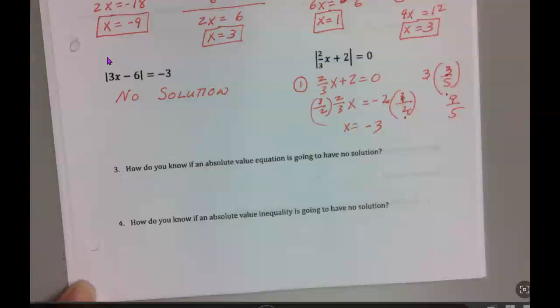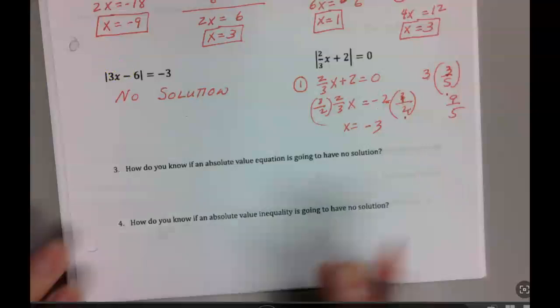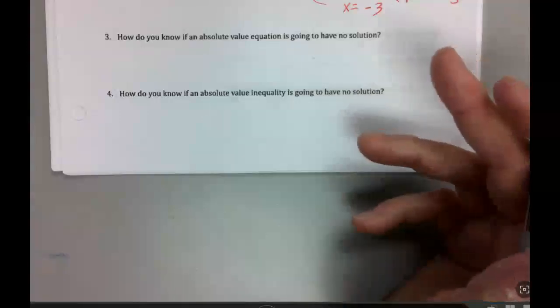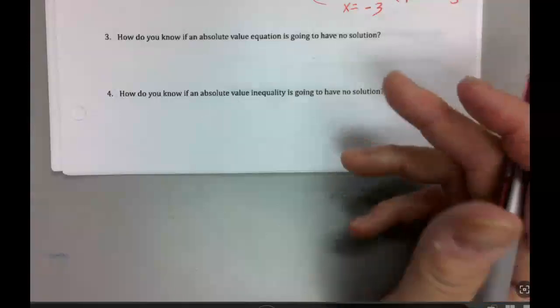Okay, number 3. I think I just talked about this. How do you know if an absolute value equation is going to have no solution? What's it equal to? A negative.